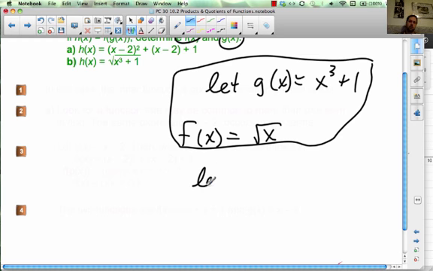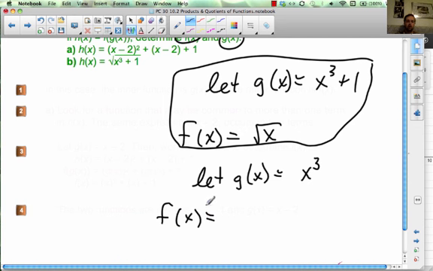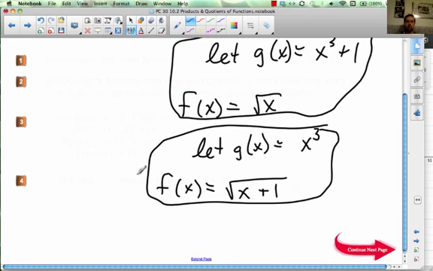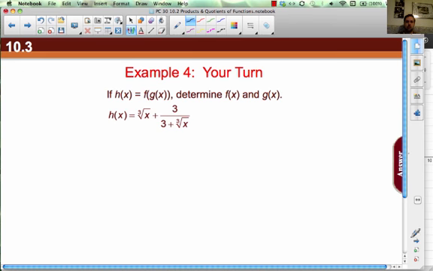So for example, if we say let g of x equal x cubed, then f of x would have to be the root of x plus 1. So if we replace this x with g of x, then it would be root of x cubed plus 1. And that is also a possibility that works there. Okay, so that's how we work backwards. Go ahead and give this one a try.